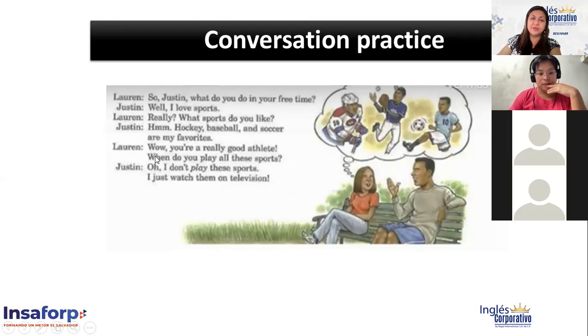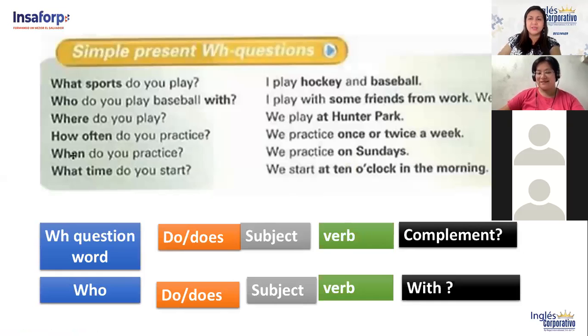And we have the other question. The last one is when do you play all these sports? When? ¿Cuándo juegas todos estos deportes o practicas? When do you play all these sports? Again, we have WH question, do, auxiliary, subject, verb, and complement. Okay, so you see English is easy. It's a piece of cake. Let's learn more about it.